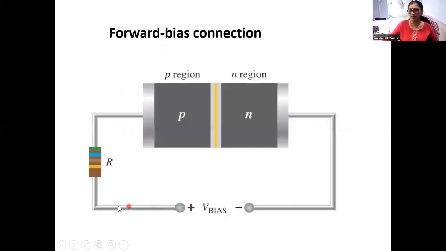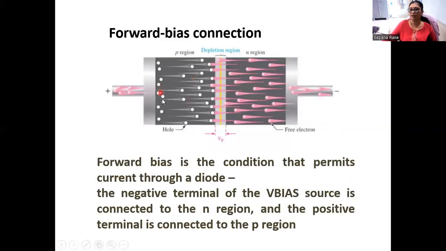When the positive terminal is attached to the P side and the negative terminal is attached to the N side, we can observe that the majority charge carriers in the P region of the diode are holes and the majority charge carriers in the N region of the diode are electrons. And as the P region is connected to the positive terminal of the battery, the holes which are present in the P region are repelled by the battery terminal and they are pushed towards the junction.